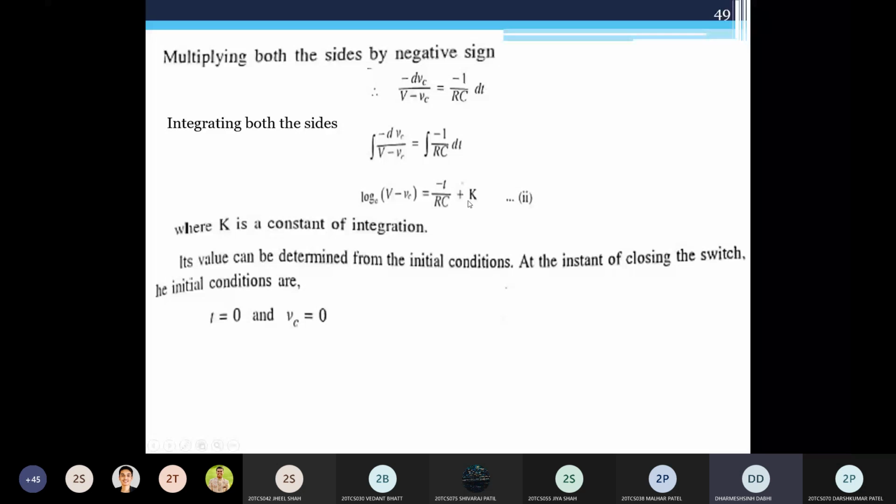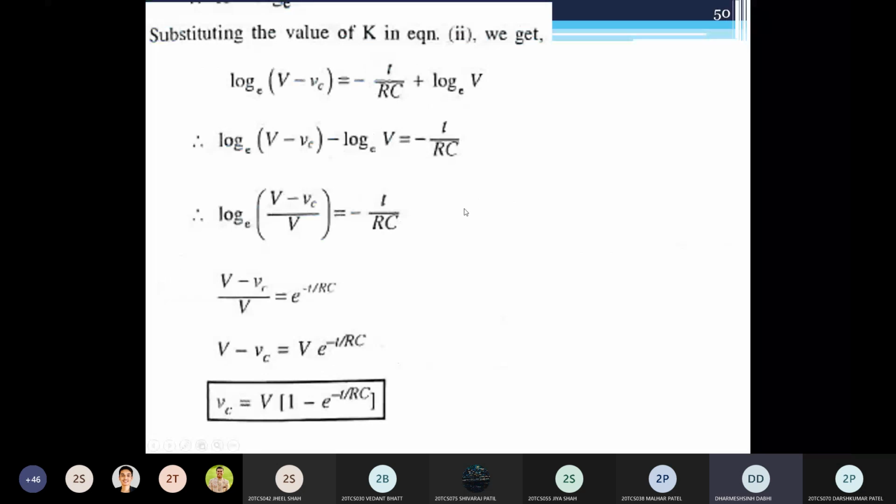Vc is 0, so the left hand side becomes log V. t is 0, so this term is 0. It means K is equal to log V. Clear? So put this value of K, log V, in equation number 2. The remaining equation is as it is: log(V minus Vc) is equal to minus t upon RC plus log V. Clear? That is how it looks by substituting the value of K in equation number 2.